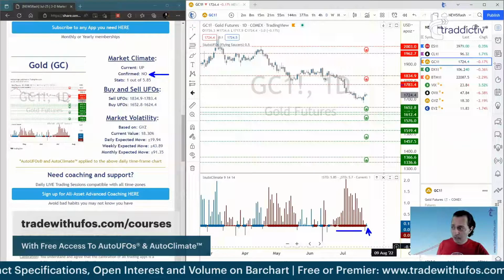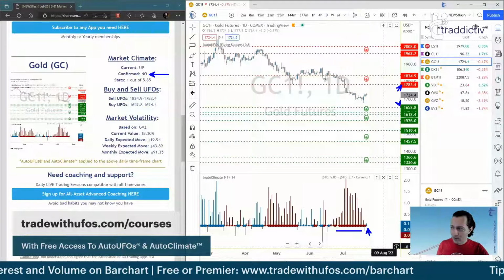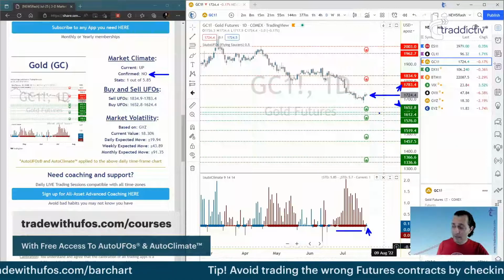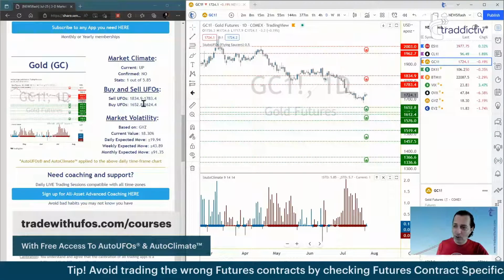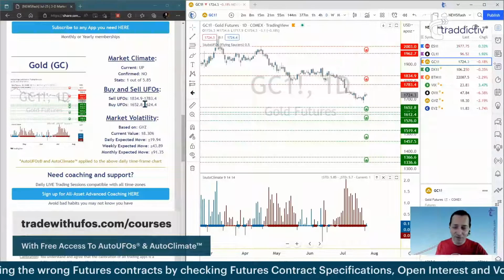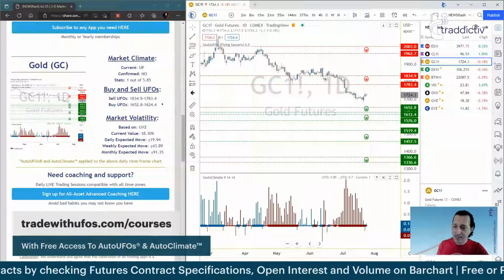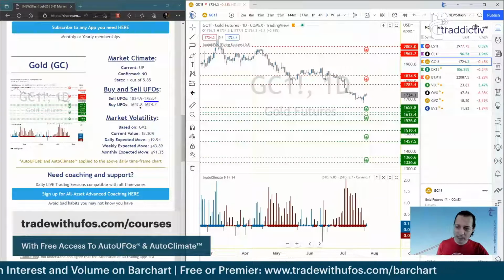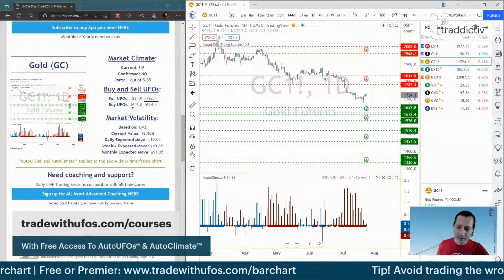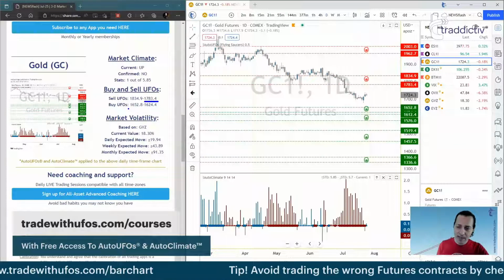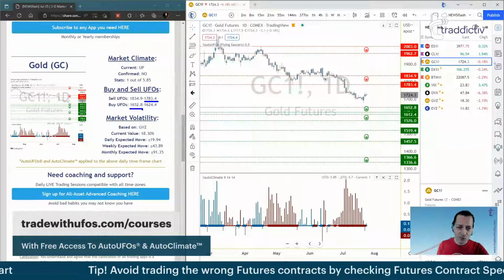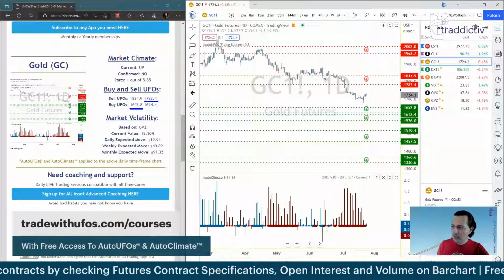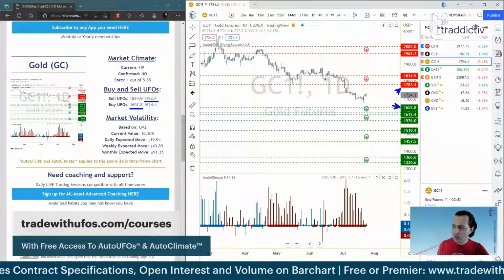Anything could happen, to be honest, because the red UFO and the green UFO are kind of at equal distance from the current price. So there is room for gold to go up, there is room for gold to go down. So let the climate define itself so we'll know what statistics say at the moment. It's a tricky one. Sell unfilled orders located at 1783.4. Buy unfilled orders located at 1652.8. Those are the values you can see on the screen highlighted in red and green.